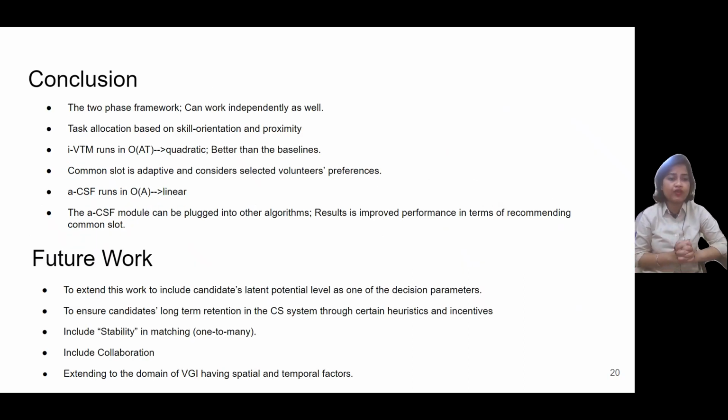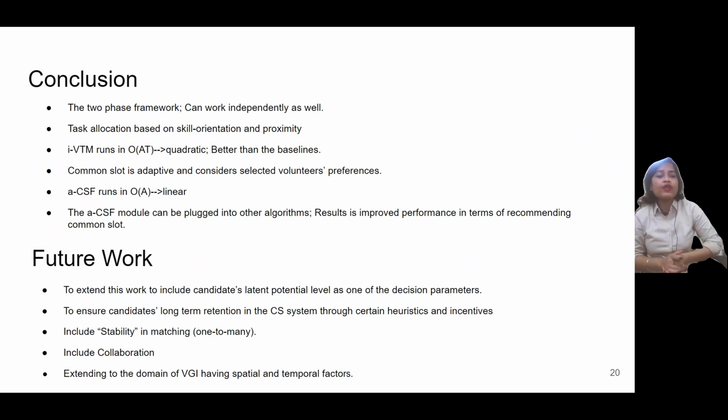Finally, we come to the conclusion of our work. We propose the two-phase framework, which can either work independently or as an integrated module as a whole. The task allocation strategy is based on skill orientation and proximity. Our i-VTM runs in the order of 80, which is quadratic and obviously better than the baselines which we compare. Common slot is adaptive in nature and considers selected volunteers' preferences only. The a-CSF algorithm runs in the order of A, that is linear, and we also see that the a-CSF module can be plugged into any other algorithm, at least the ones which we consider for the baselines.